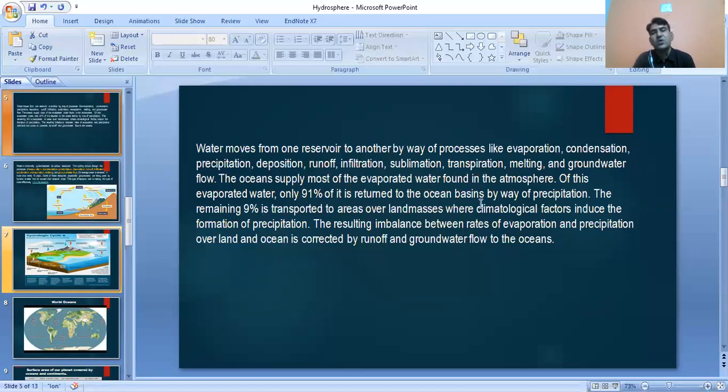91% of it is returned to the ocean basin by way of precipitation. So what is being said is that if 100% evaporation is happening over the oceans, 91% of that water, which goes into the atmosphere by evaporation, returns directly to the oceans or seas. So 91% comes back. So what happens to the other 9%? The remaining 9% is transported to areas over landmass where climatological factors induce the formation of precipitation.